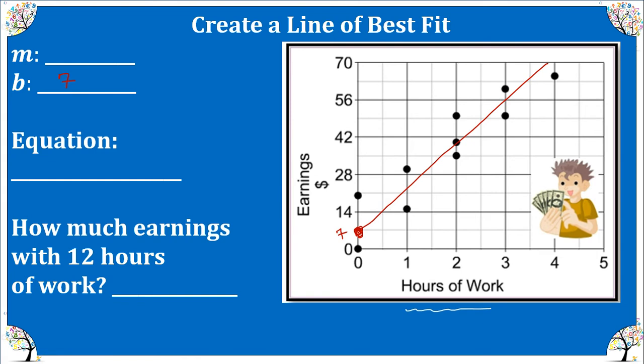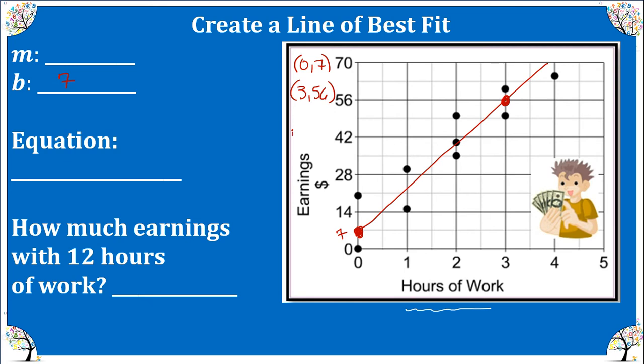Okay, and then let's pick another point. And again, I can pick a point on my line. I can pick 2 data points. Let's just pick something that's very obvious. I'll just pick this point here on my line. So I have (0, 7), and then we also have (3, 56).